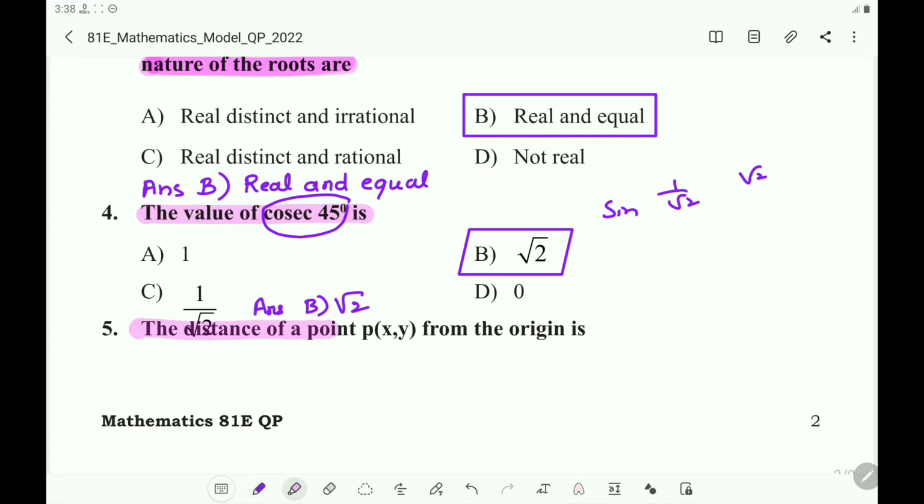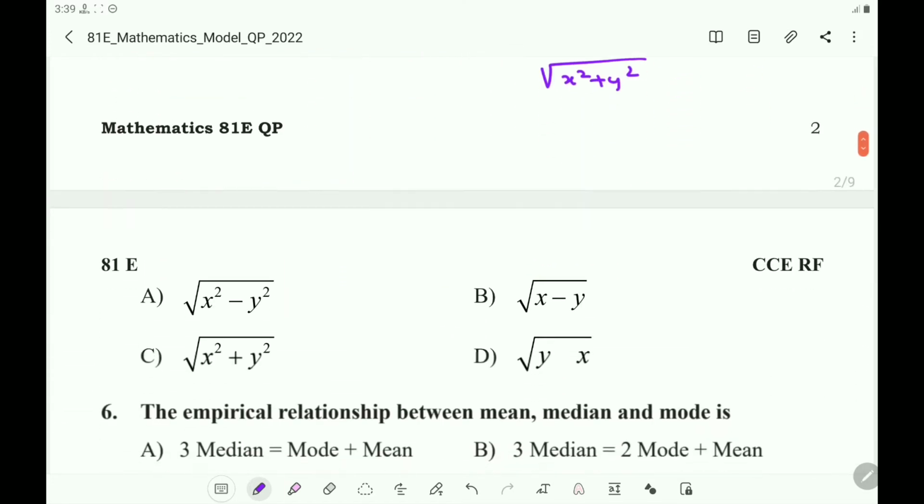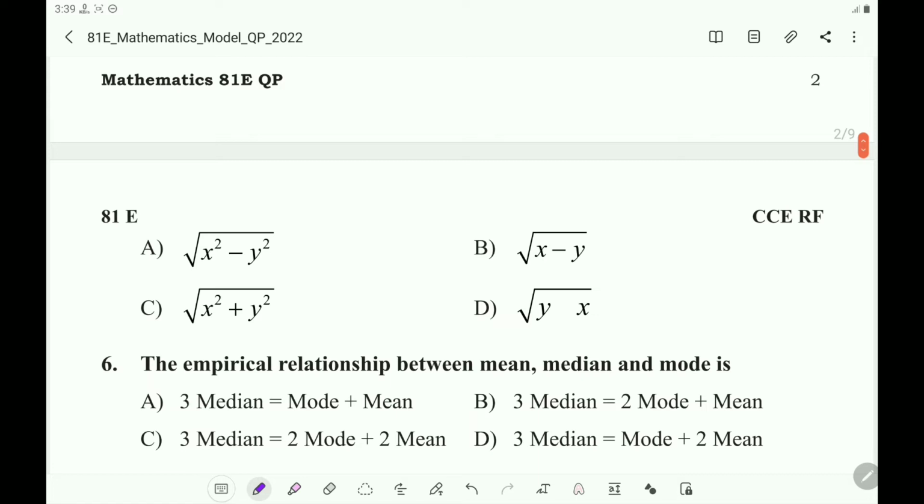Then the next question. The distance of a point P(x, y) from the origin is, you know this formula, whole root x² + y². Here the options are root x² - y², root x - y, root x² + y², and root y - x. So what is the answer? Option C is the answer. So note down C.